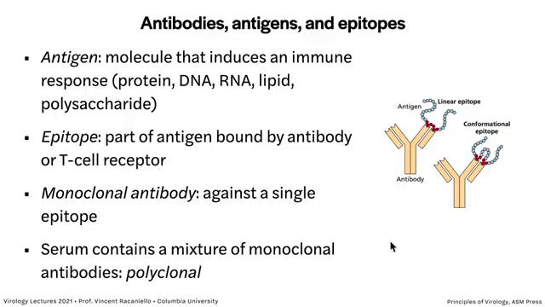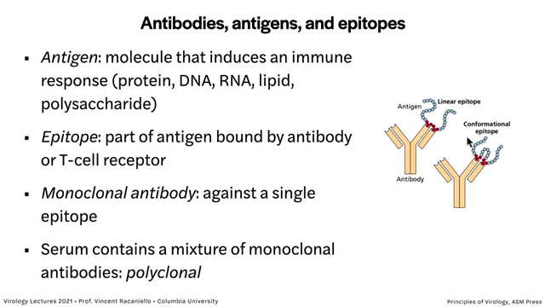A few definitions before we go on. Of course, an antigen is the molecule that induces this immune response. We've mainly talked about proteins, but DNA, RNA, lipid, and polysaccharides can all induce antibodies. The epitope is the part of the antigen that's bound either by the antibody, as you can see here, or the T-cell receptor would recognize an epitope.